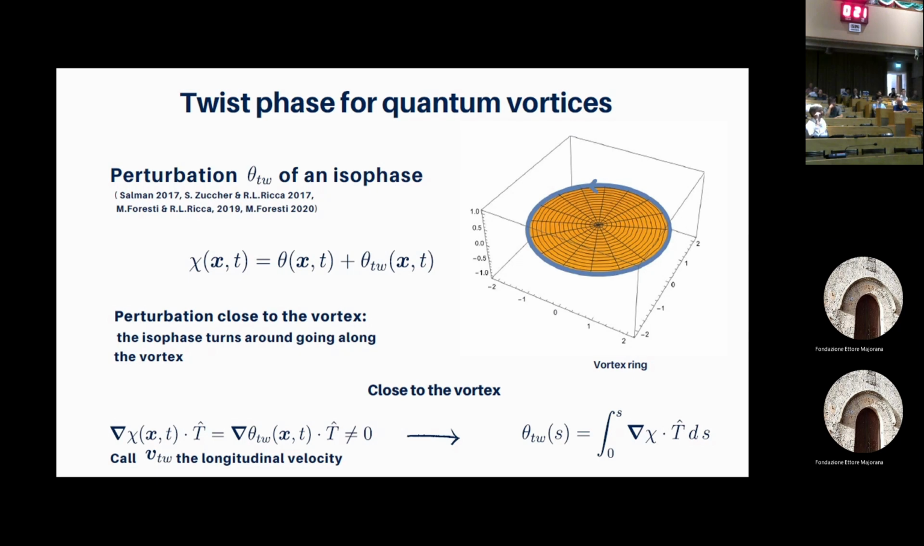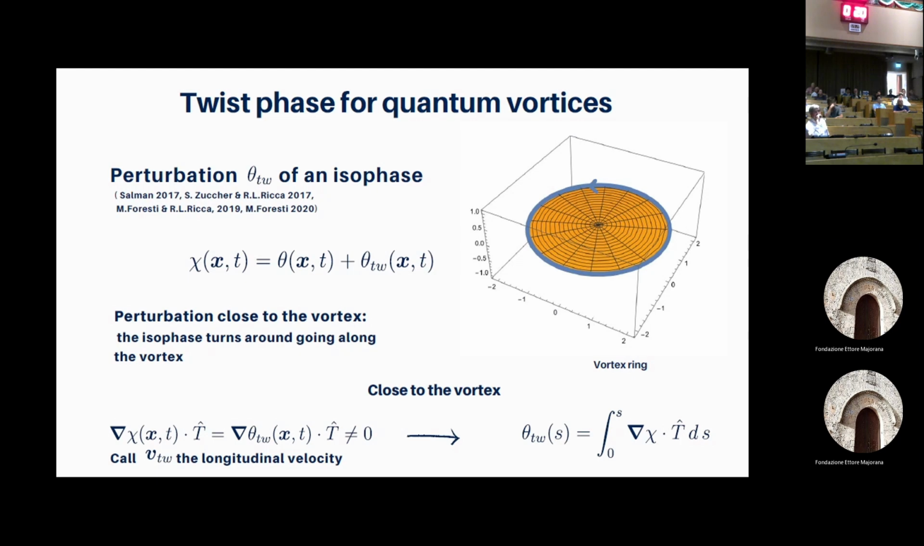And such that close to the vortex, we have the classical twisting. So we have that any isophase must turn around the vortex going along it. So a gradient of phase chi is produced, given by the gradient of theta twist along the vortex. So the physical effect given by the twist phase is a longitudinal velocity along the vortex that we call the twist velocity.